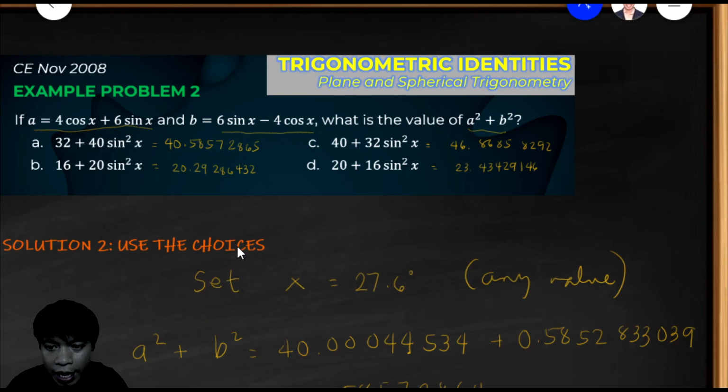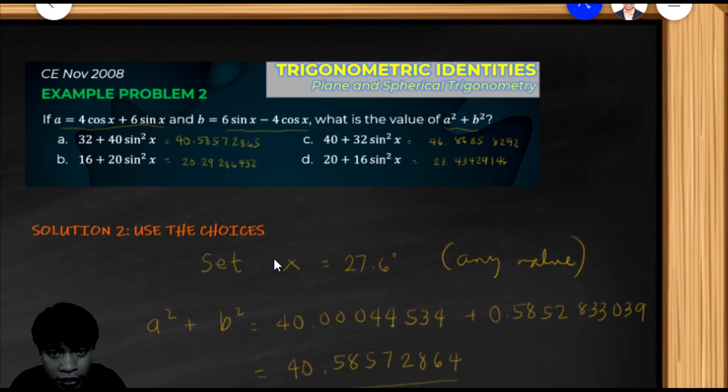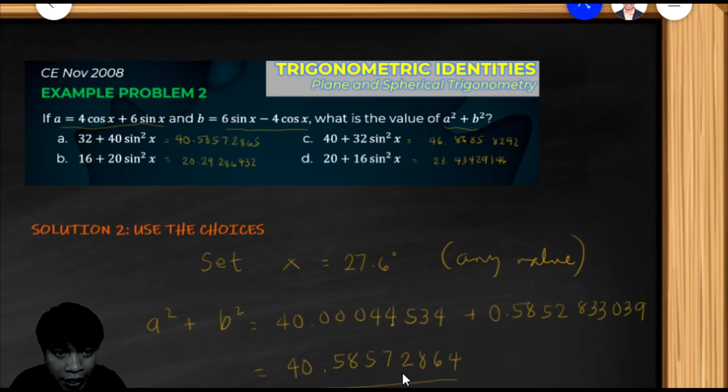At eto na nga guys yung ating mga values pag substitute natin ngayon 27.6 sa mga choices. So sino yung katugma nila? Sino yung magkakatugma guys? Sino sa mga choices yung katugma ng 40.582758... Bali ito yung letter A. So yung sagot natin guys, obviously, is letter A.